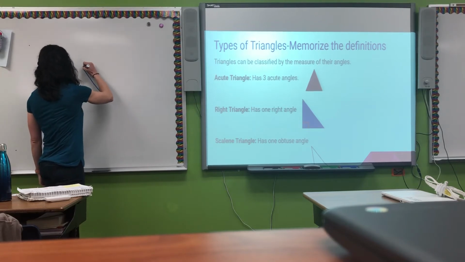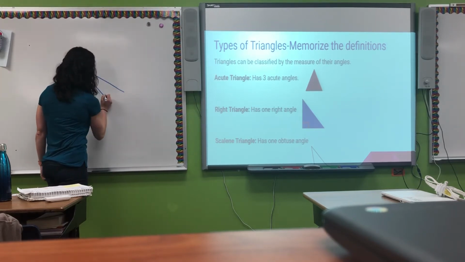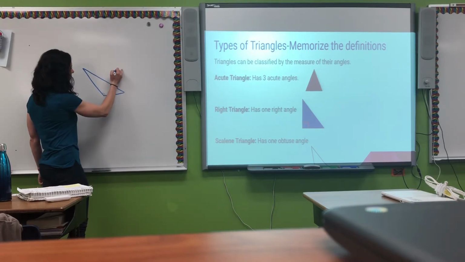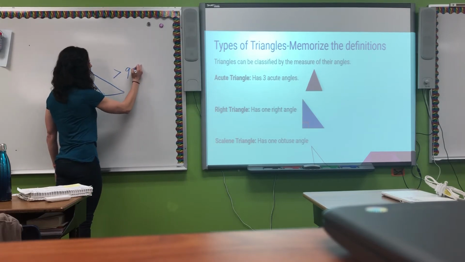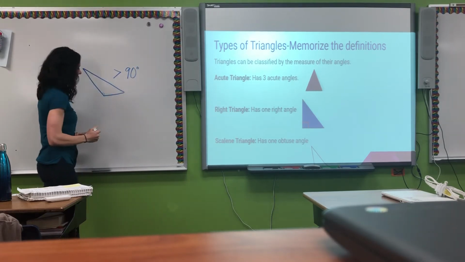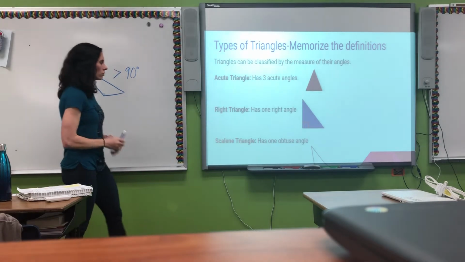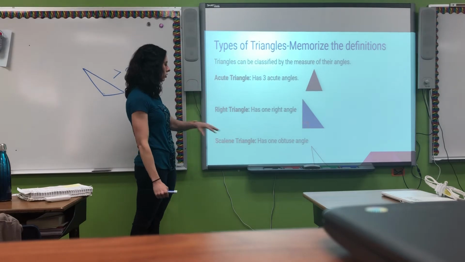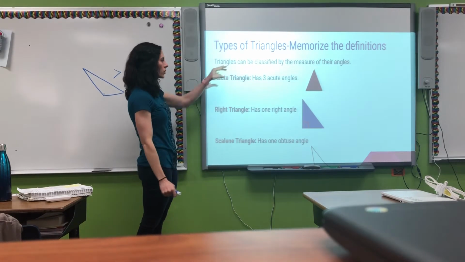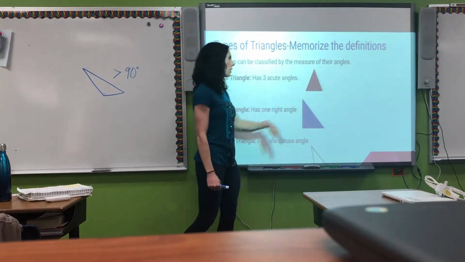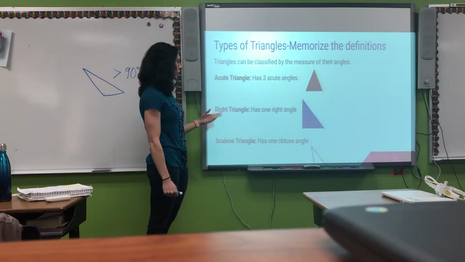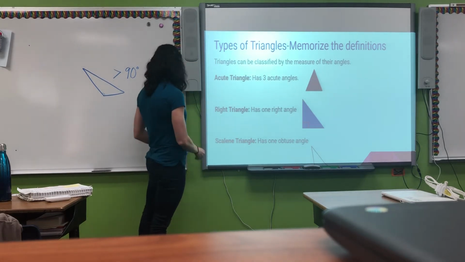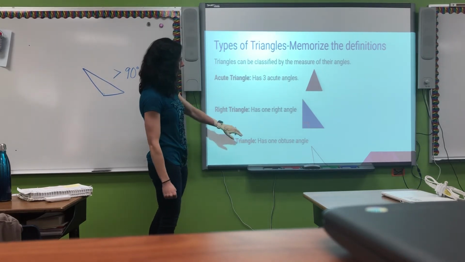An obtuse triangle has 1 obtuse angle. So if we look at this one, this angle is clearly greater than 90 degrees. Okay? So on these two, it's just one of the angles that has to fit that criteria. 1 right angle, 1 obtuse angle. For it to be acute, all 3 have to be acute. And it's really not possible to have more than 1 right angle in a triangle, and you can't have more than 1 obtuse either.